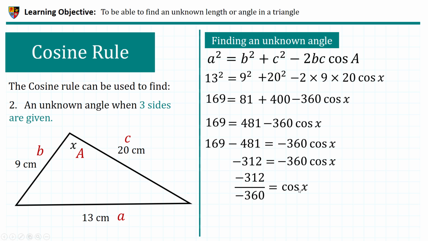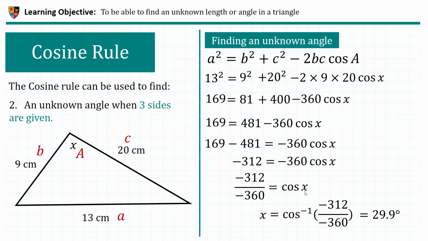That means that cos x is going to be minus 312 divided by minus 360. And to find x, we want to make x the subject of the formula. x is an angle. You should recall from your basic trig work that to find angles, you use the inverse of the trig function. So x is going to be equal to cos inverse of minus 312 over minus 360. You plug that into your calculator. That will give you 29.9 degrees.